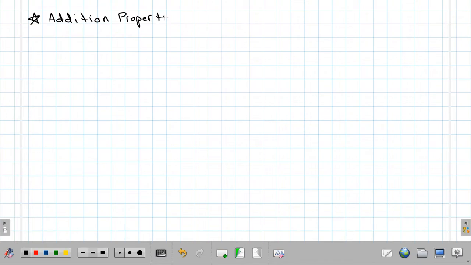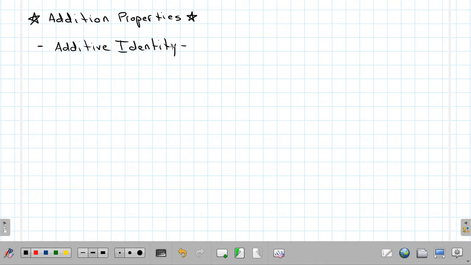And as you can probably guess, the addition properties are going to be properties that involve addition, okay? So notice up to this point, we haven't really talked about any operations. We've just said something is equal to something else, okay? Or in the case of substitution, if we know something is equal to something else, we can replace it with whatever that is, okay? So there's actually two addition properties, and the first addition property is what we call the additive identity.